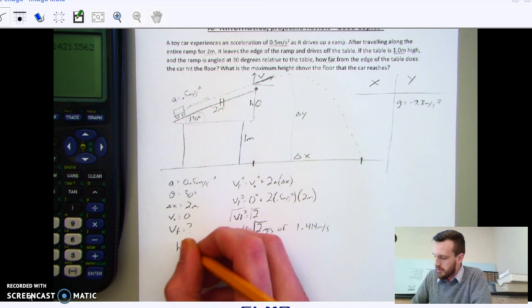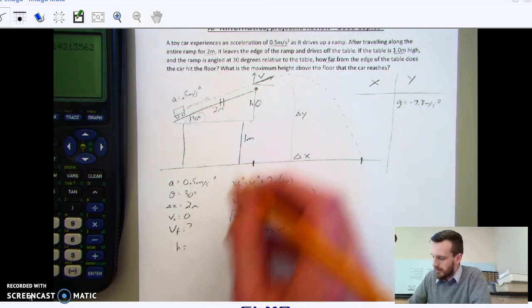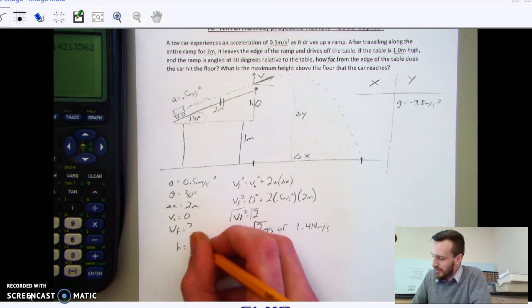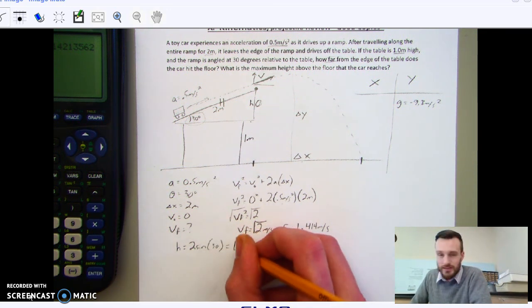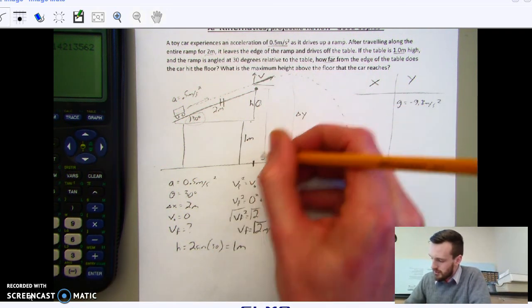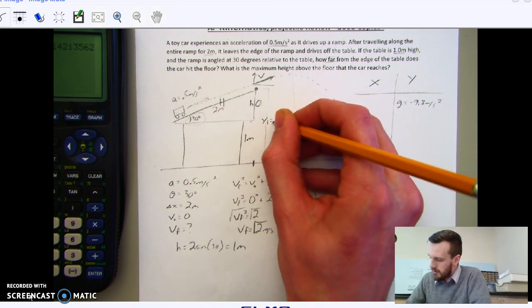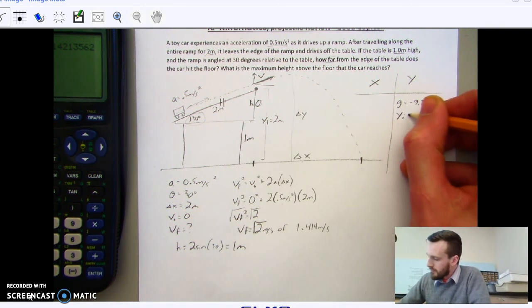So to find that little extra height there, the height of the opposite side would be 2 sine of 30. And I'm sure most of you guys got that really quick. Hey, it's 1 meter. Oh, I love these numbers. Because what that tells us is that this initial height, I'll put an i there, is 2 meters. That's the initial starting height of our car as it drives there. It's 2 meters off the ground.